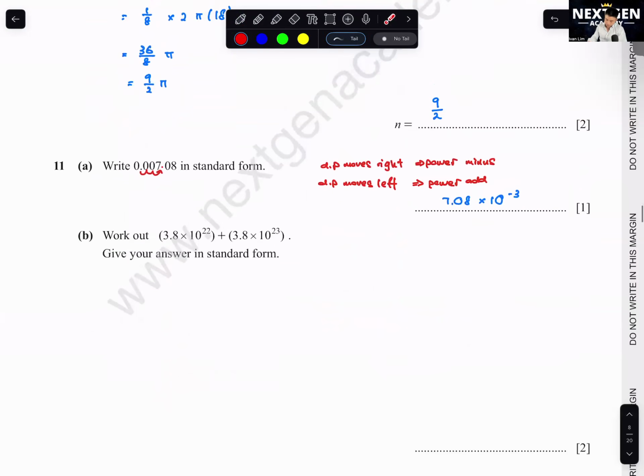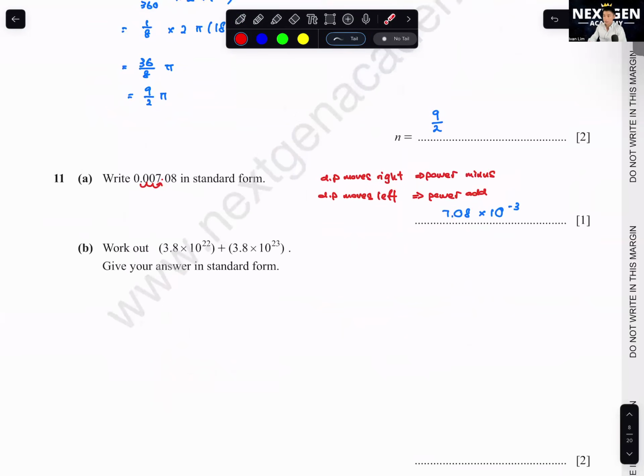This one I often see students always make mistake, even last time with the calculator paper, because you all cannot use your calculator, I don't think it can generate so big a value. How to do this one? Work out 3.8 times 10 to the power of 22 plus 3.8 times 10 to the power of 23. Give your answer in standard form. First thing, we need to make it to the same power first.